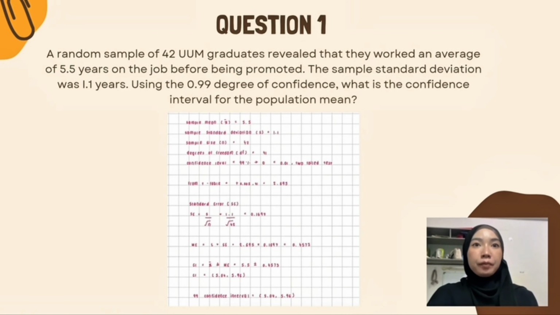Sample size n is 42. Sample mean x-bar is 5.5 years. Sample standard deviation s is 1.1 years. The confidence level is 99%. Degrees of freedom is sample size minus 1, which equals 41. From the t distribution table, the t critical value for 99% confidence and 41 degrees of freedom is approximately 2.695.